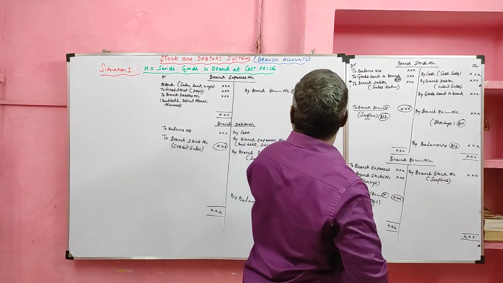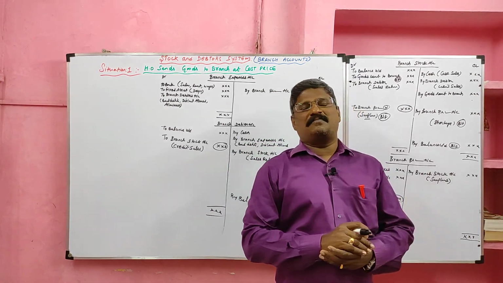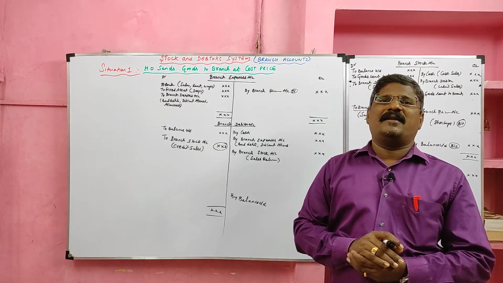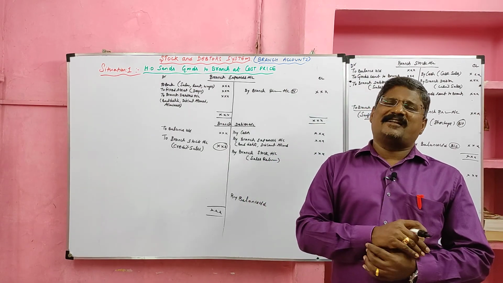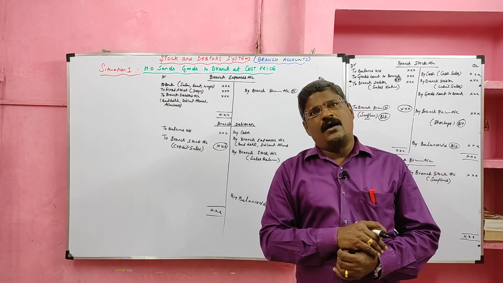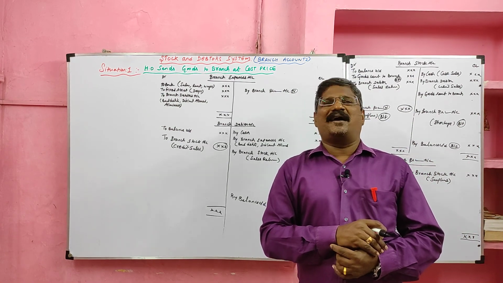Students, today we learned the format of branch expenses, branch debtor, branch stock and branch profit and loss account. In next class we will solve problems in relation to stock and debtor system. Till then, bye and thank you.